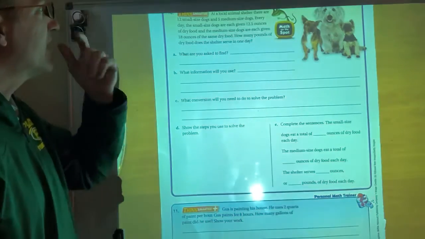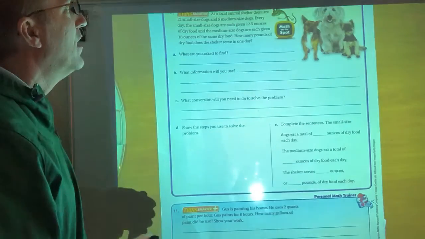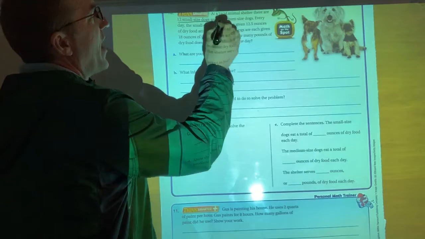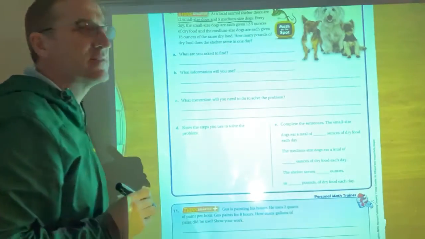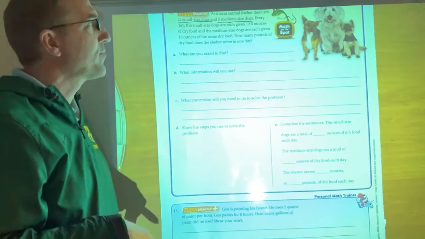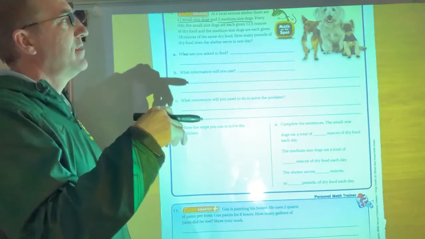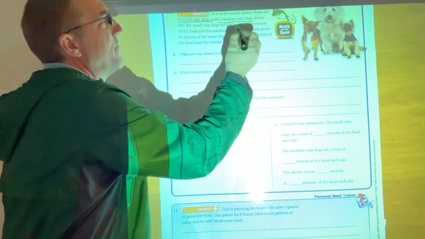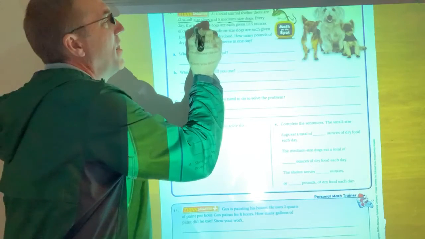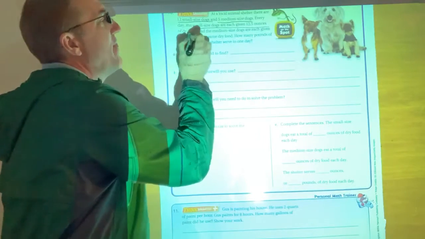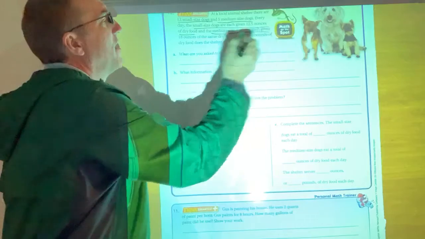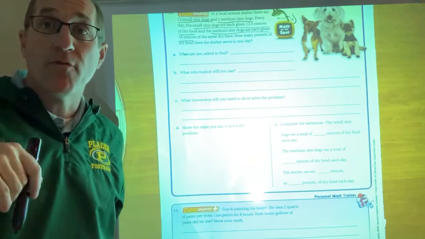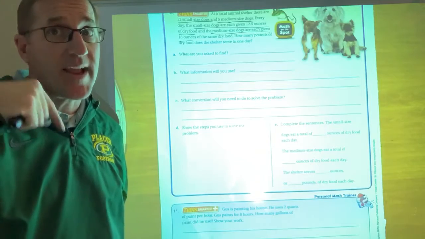So if I look at this, I get a local animal shelter. There are 12 small sized dogs, 12 little doggies, and 5 medium sized dogs. Okay, so now we've got a couple of things we got to worry about. Every day, small doggies get 12.5 ounces of dry food. So small dogs get 12.5 ounces, and the medium dogs are given 18 ounces. So this makes sense. Bigger dogs get more food. I mean, just think, does my answer make sense?